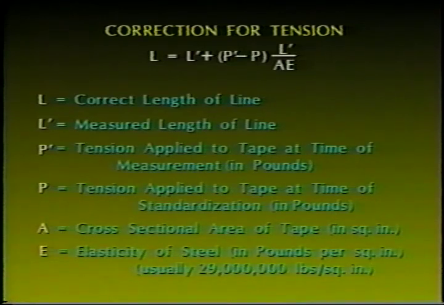The modulus of elasticity of steel of the tape regulates the amount that it stretches. The actual length of a line measured with a tension other than standard is equal to the measured length of the line plus the difference of the tension applied at the time of measurement and the tension applied at the time of standardization times the measured length of the line divided by the product of the cross-sectional area of the tape and the elasticity of steel, which is usually 29 million pounds per square inch. Try the correction of tension problem in your workbook now.